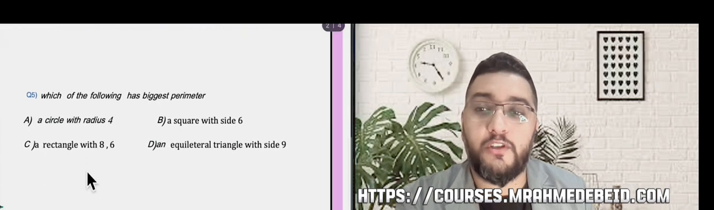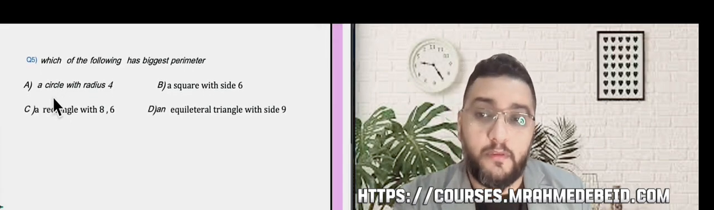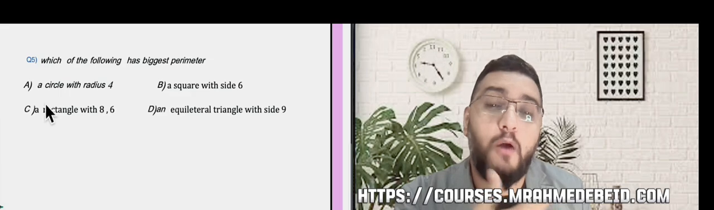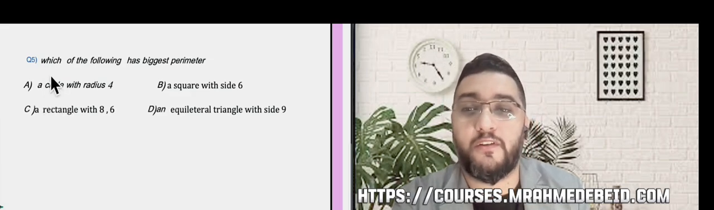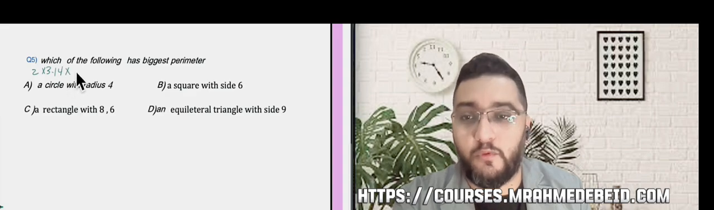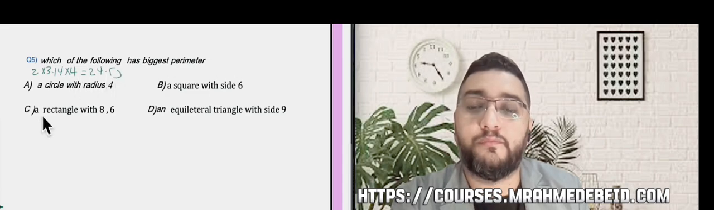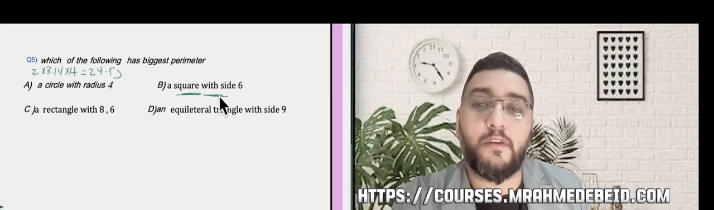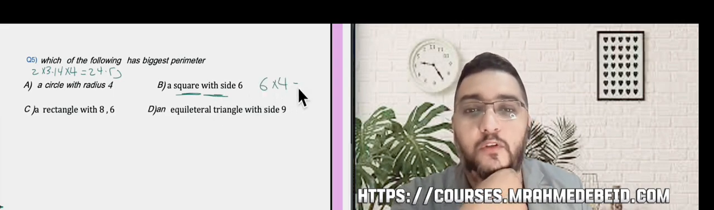For the next question, question 5: which of the following has the biggest perimeter? If you want to find the perimeter of the circle, you find its circumference. As you know, the circumference is 2 times pi, which is 3.14, times the radius, which is 4. Multiplying 2 times 3, it will be 6, and 6 times 4 will be 24 point something. For the square, the perimeter is side times 4, so it will be 6 times 4, which is 24.